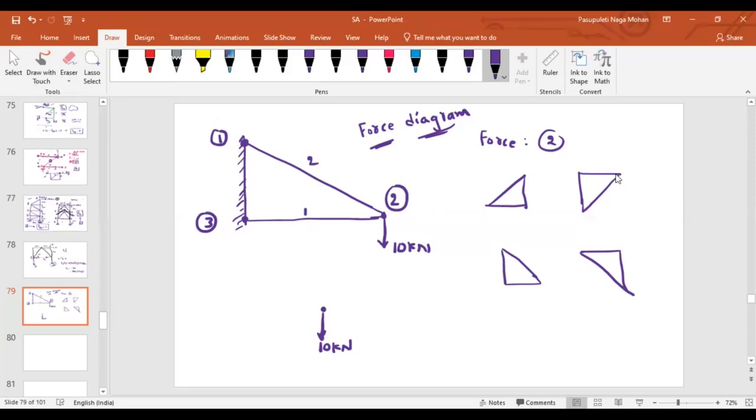If it is compression, I will draw a line and I will represent an arrow like this. Number 2 is under tension. So I will draw a line and I will represent a diagram like this. This is, let us say, the force in member 2. And this is the force in member 1.